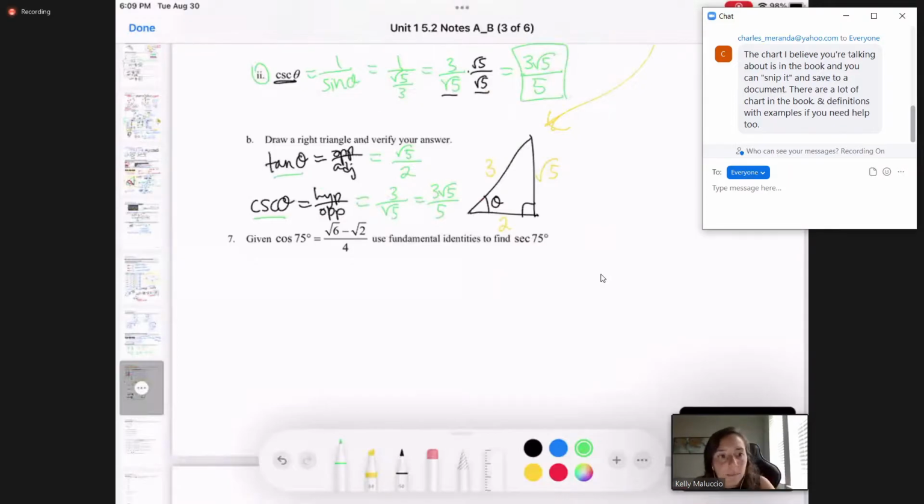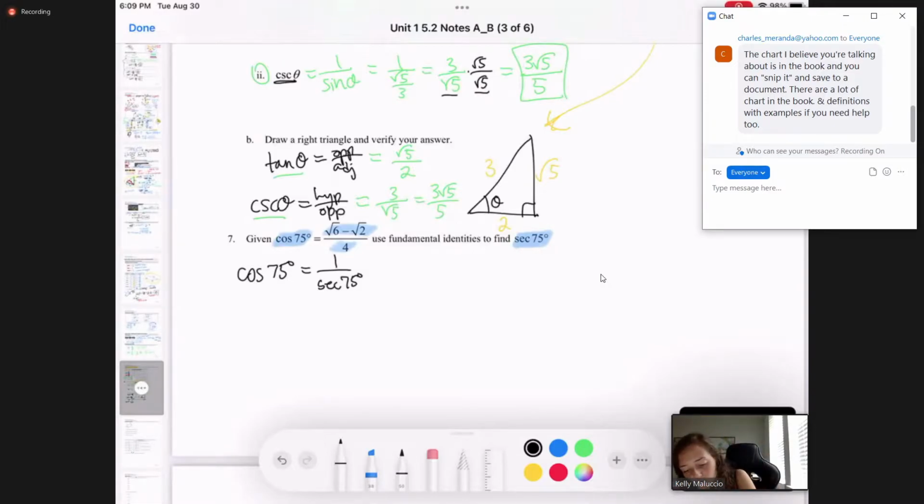Okay, so now we have here given cosine of 75 equals this thing. They're giving us this, and it's saying use the fundamental identities, the identities they gave us, to find secant of 75, right? So to do this, we know that secant and cosine are reciprocals. Cosine of 75 degrees is 1 over secant 75 degrees. And so what that means is secant is 1 over cosine, right?